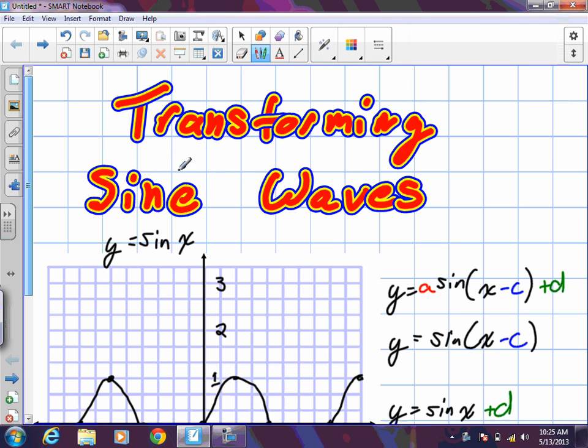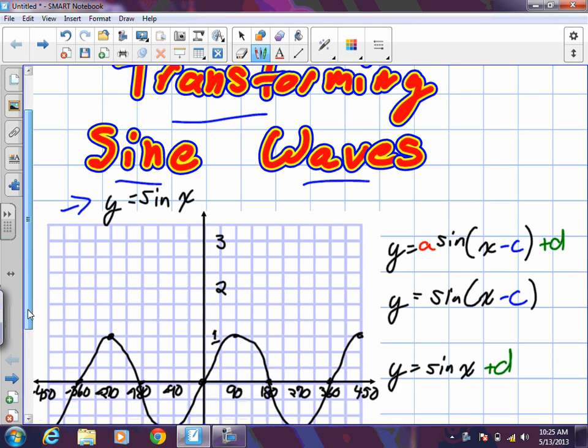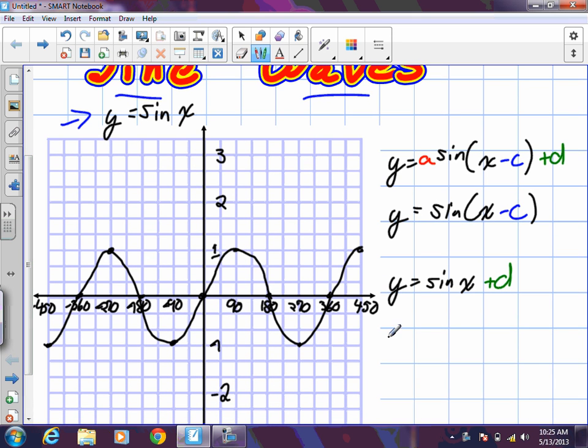We're going to go over transforming sine waves. Now, we've looked at a sine wave before, and on a graph that's measured in the x-axis in degrees, this is what it looks like. We talked about our 5 major points. What are they, to help us remember how to graph this wave?